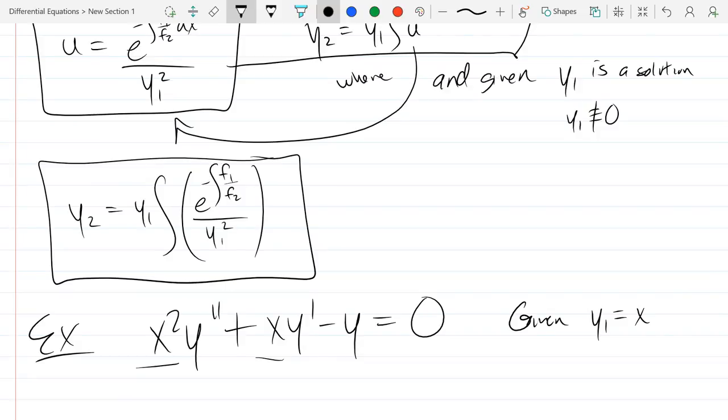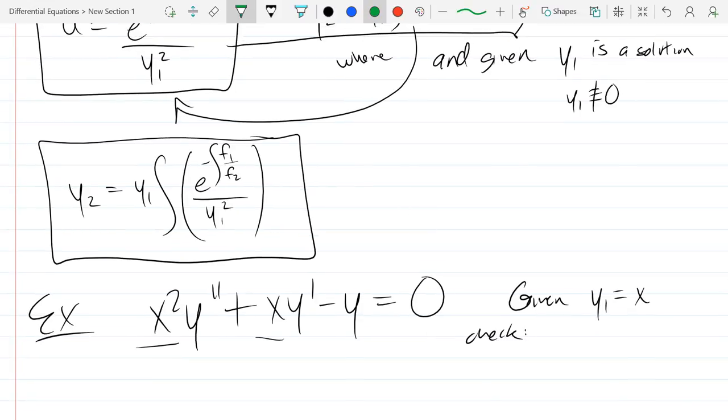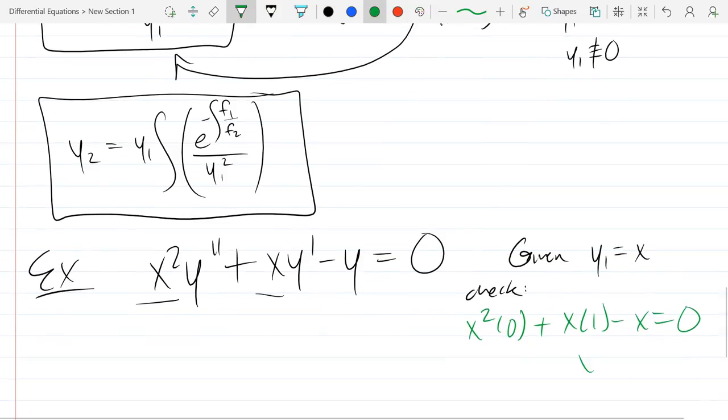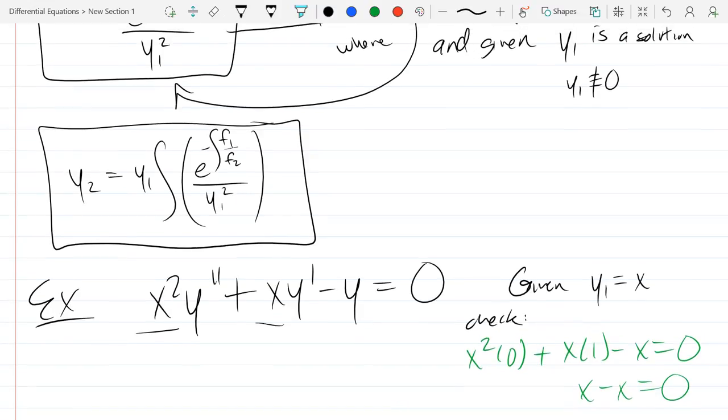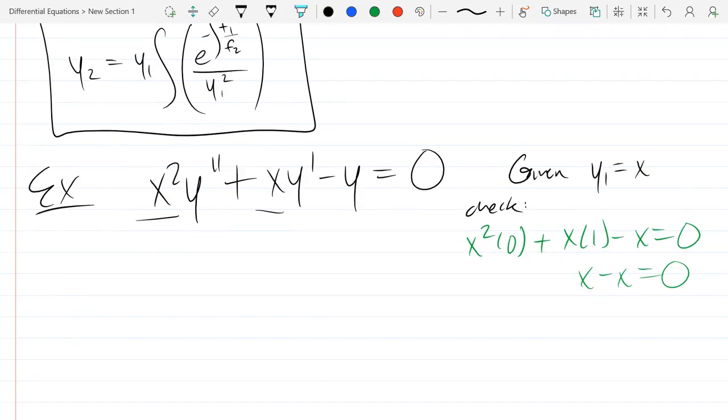So let's really quickly check if x is actually a solution here. So check. I'll do this in green. The second derivative will be 0 plus x times 1 minus x. And that is x minus x is 0. So that is the solution. I will really try my hardest to not give you something that's not a solution, so you won't have to go and check that. All right, so go ahead and find these two antiderivatives carefully.